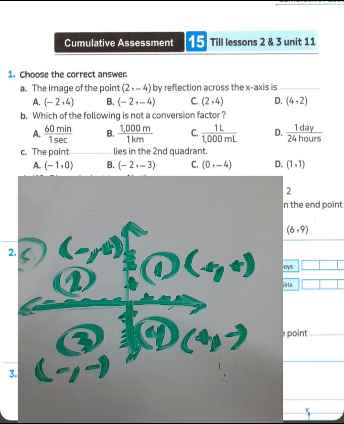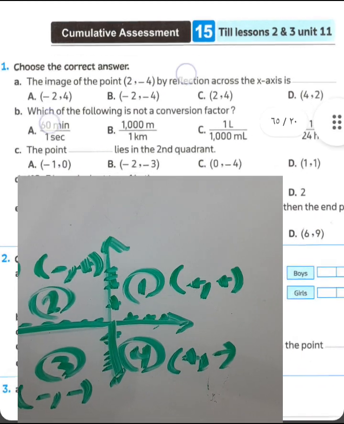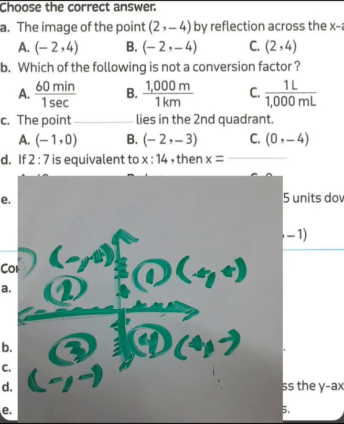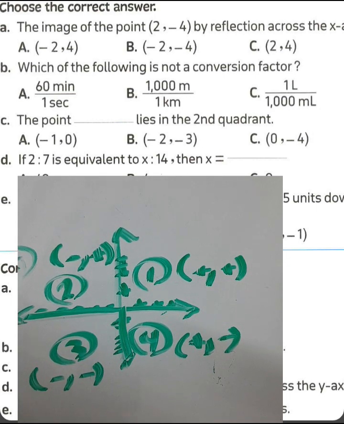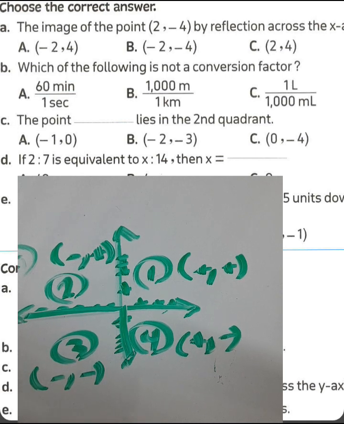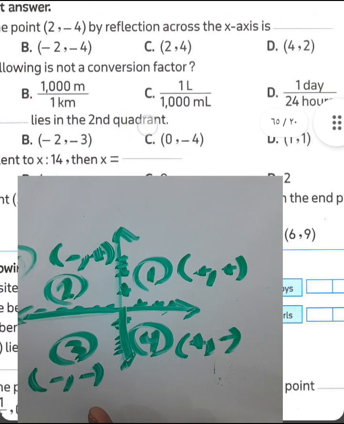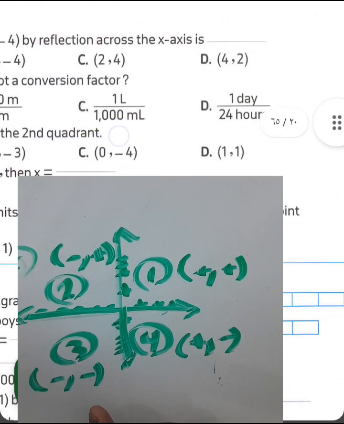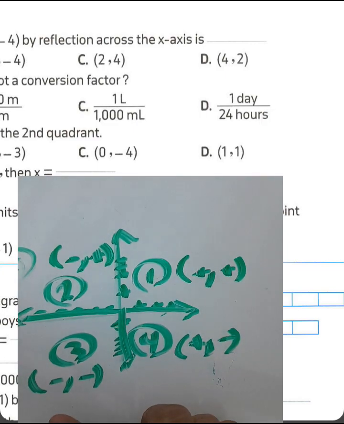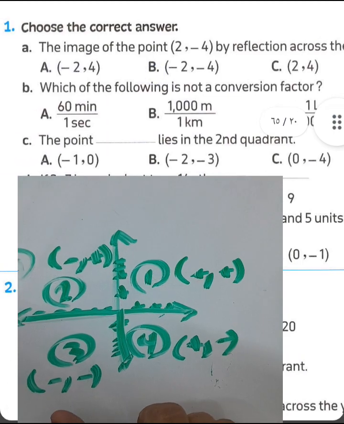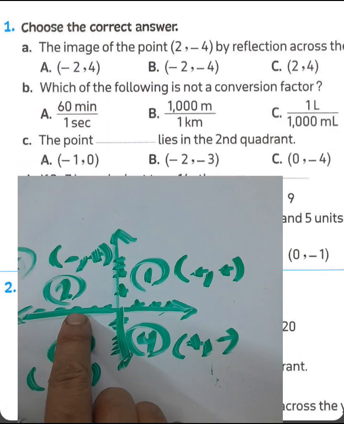Here we have (-2, -3); it lies in the third quadrant. (-1, 0) lies on the x-axis. (0, -4) lies on the y-axis. (1, 1) lies in the first quadrant. We want to find the second quadrant. In the second quadrant, the signs will be negative and positive.